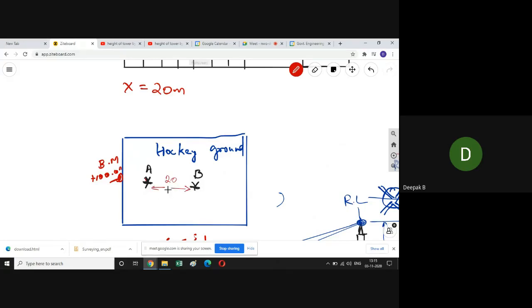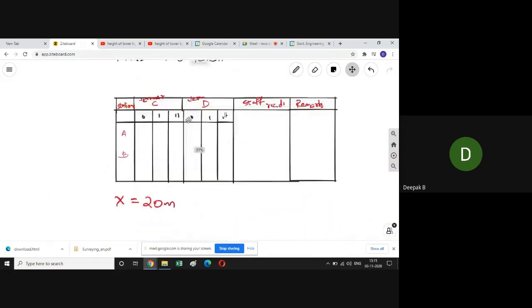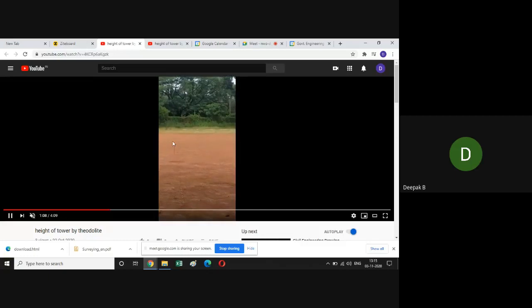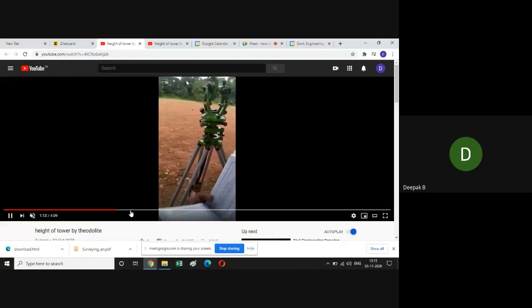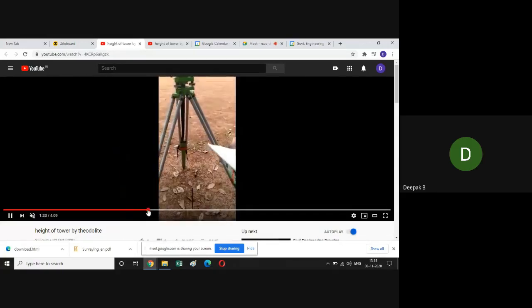There is no confusion. This distance between A and B is 20 meters, and this entire line is in a straight line. All these 4 points are in a straight line. Okay, so now we'll start taking the readings. We have centered the instrument at point A. This point B has been marked already using a peg or a needle, and now we are going to start taking the measurements.